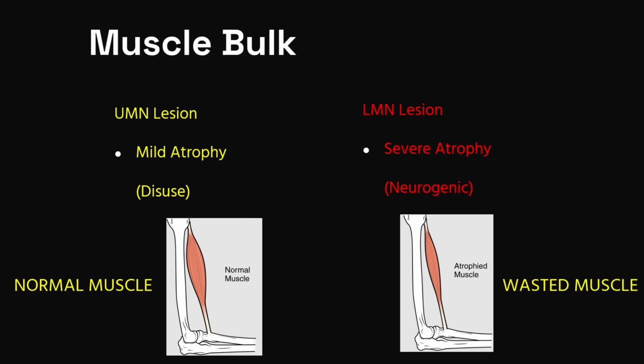Whereas in LMN lesions, the situation is completely different. The muscle loses its direct nerve supply. Without nerve stimulation, muscle fibers begin to degenerate. As a result, wasting becomes much more severe and obvious. This is known as neurogenic atrophy. So remember, mild wasting present means think of UMN. Severe wasting present means think of LMN.